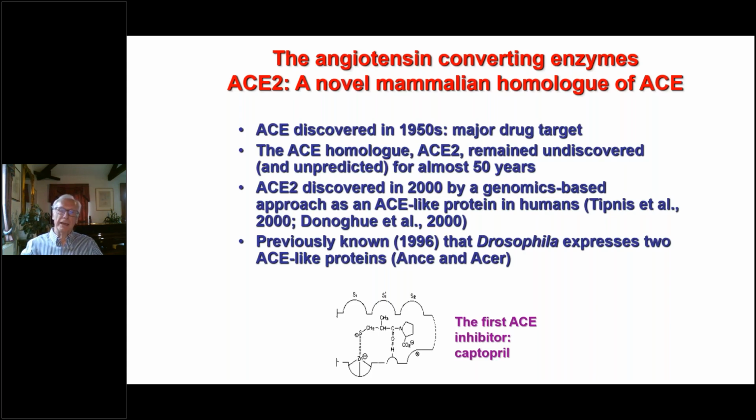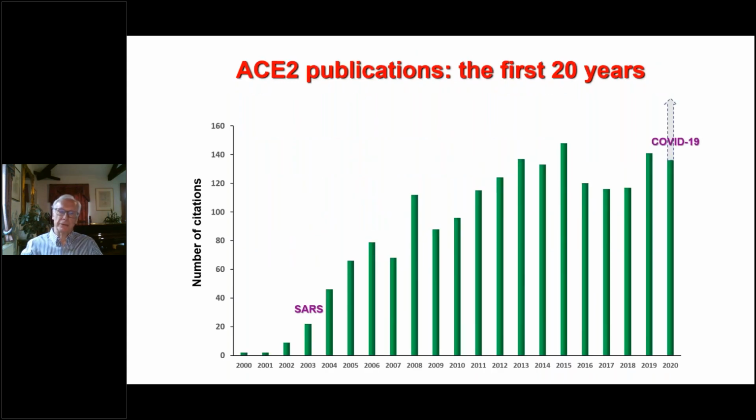So ACE led us to the discovery of ACE2, and since that time, publications and citations on ACE2 have really risen dramatically, with two rapid phases, the first being in 2003, after the discovery that ACE2 was the receptor for the SARS coronavirus. And now you can see how in 2020, the citations are rising very rapidly again with the identification of ACE2 as the receptor for the SARS-CoV-2 virus.